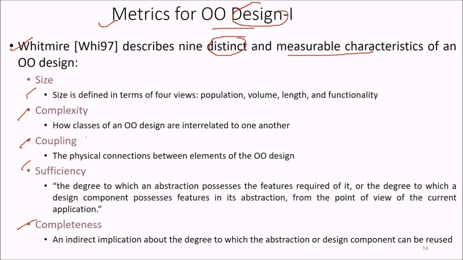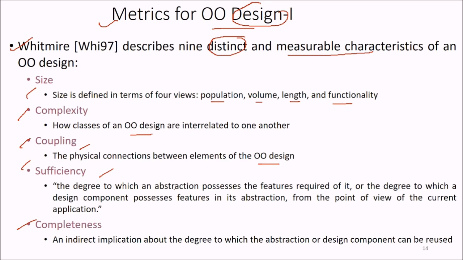So the size. Size is defined in terms of four views: the population, the volume, the length, and the functionality. The complexity. Because in object-oriented design we are dealing with classes and objects, this is how the classes of an object-oriented design are interrelated to one another. The coupling: the physical connection between the elements of the object-oriented design. And the sufficiency.